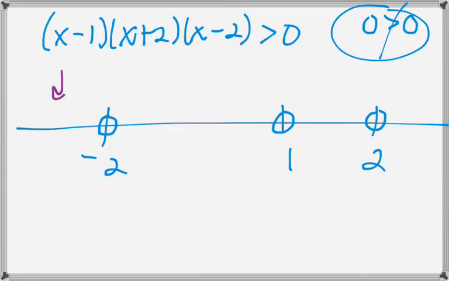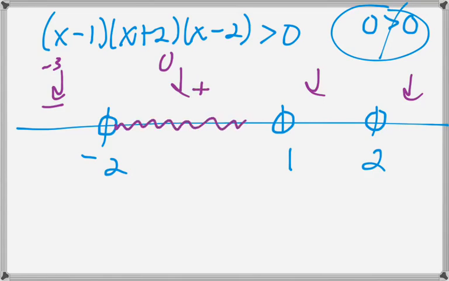So once again, we're going to test a number in each of these 4 intervals, and again, I'll skip the details. So if we choose like negative 3, for example, that makes the left side negative, which means we get a false statement. A negative number is not greater than 0. So no solutions there. If we choose a number between negative 2 and 1, say 0, we get a positive number, which is greater than 0. So a true statement means we have solutions there.